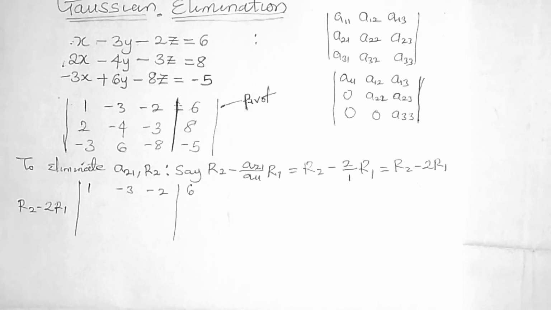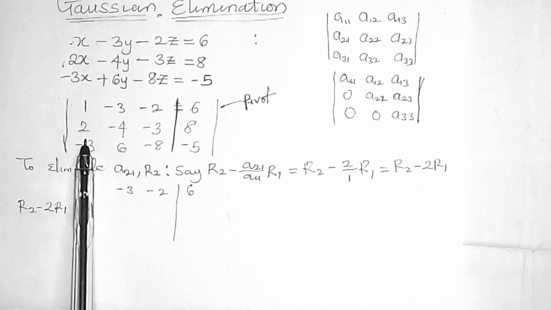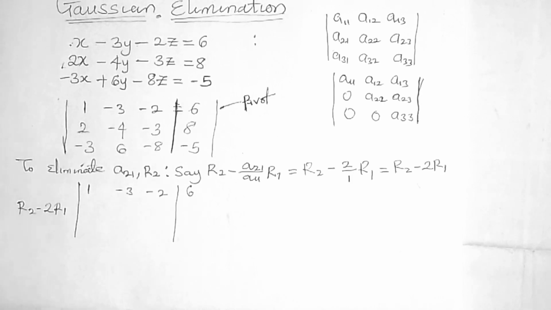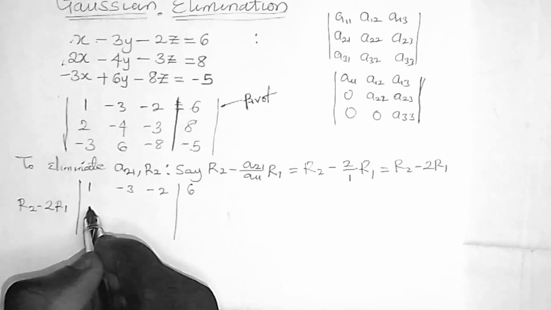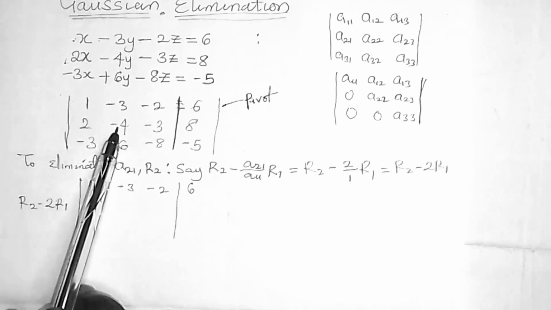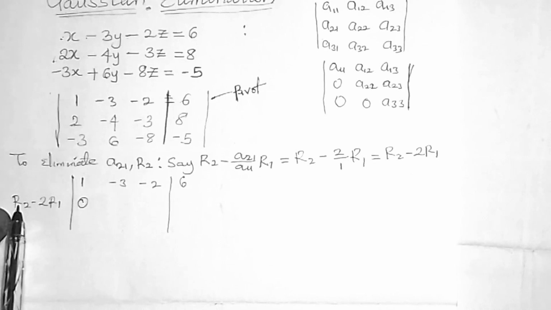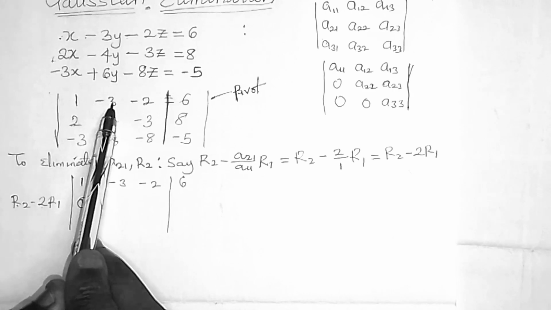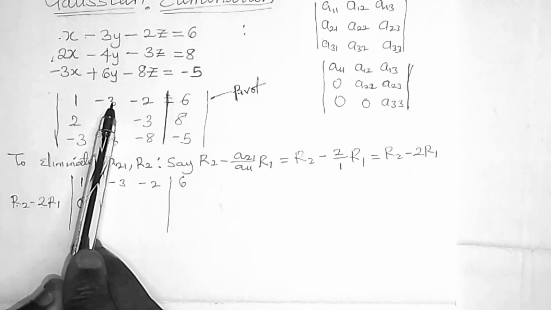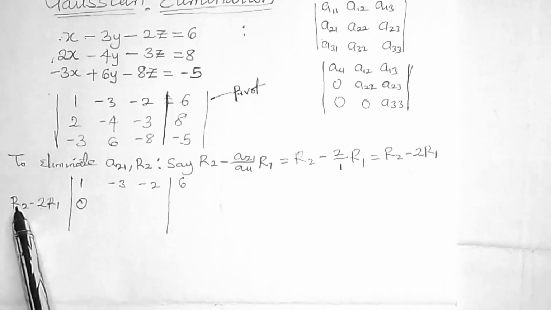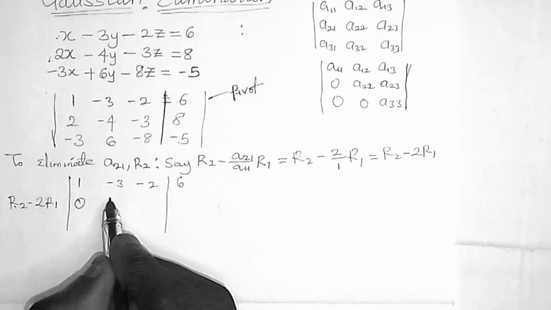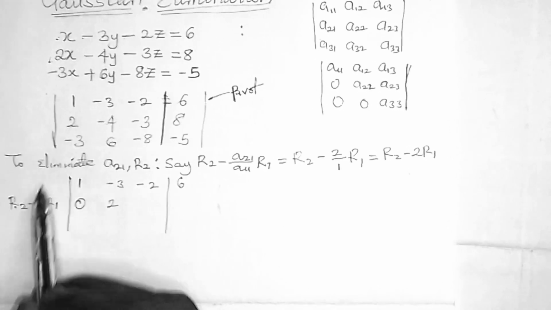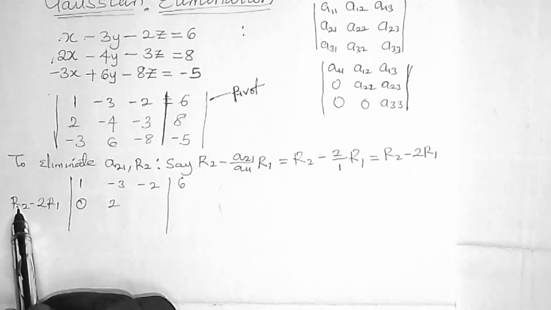Now let us see how this works. What is your R2? The first one is 2. Minus 2R1. What is your R1? 1. So 2 times 1 is 2. 2 minus 2 is what? 0. Are you seeing that now? Now what is the next one? Minus 4. So R2 is minus 4, minus 2 times minus 3 will give you what? Plus 6. That means you have minus 4 plus 6, and that will give you 2. Are you seeing that now? Minus 4. This is R2. Your R2 is what?